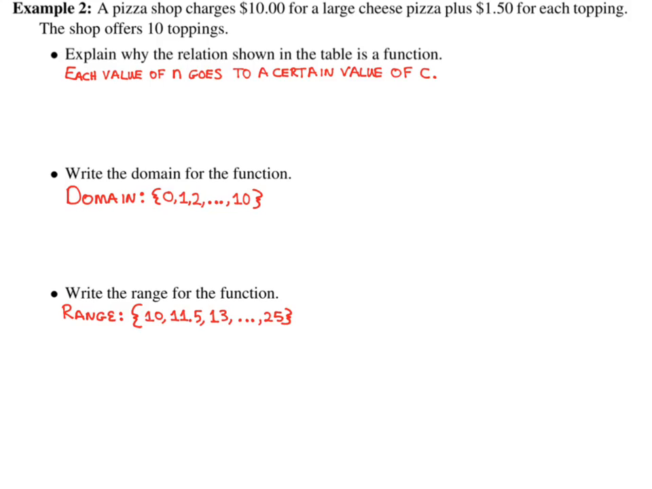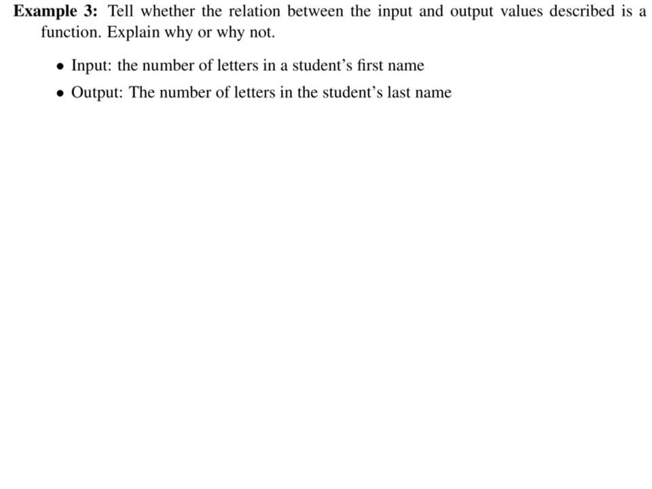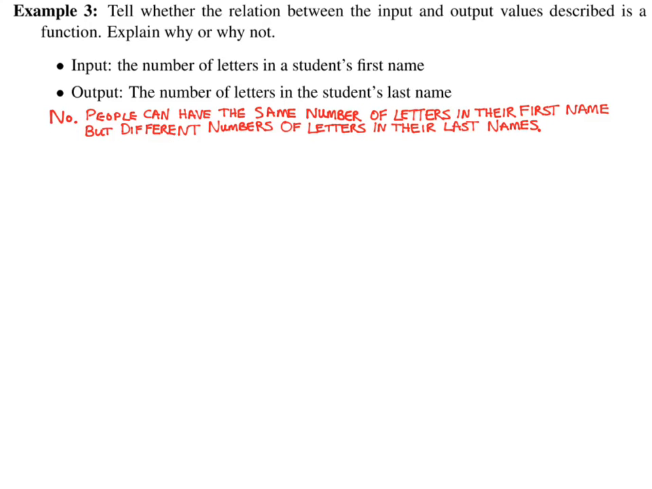That's example 2. Now we move on to another thing that's going to happen here, which is not going through that whole rigmarole, but just looking at a situation and explaining whether it makes a function or not. So for example 3, the input could be the number of letters in a student's first name, and the output could be the number of letters in a student's last name. And that is not a function, because people can have the same number of letters in their first name, but different numbers of letters in their last names. So knowing how many letters are in somebody's first name does not tell you how many letters will be in their last name.